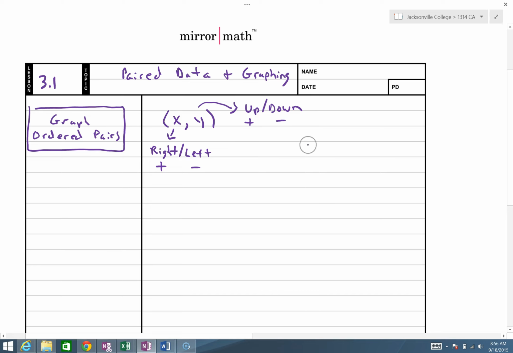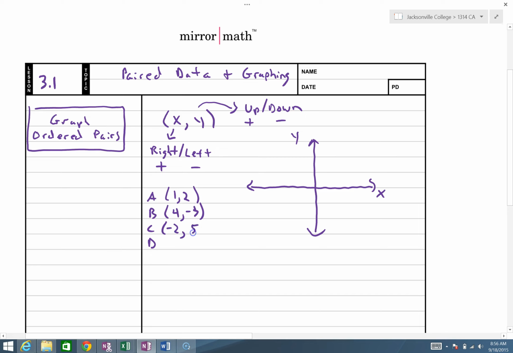Okay, for example, let's draw a quick X and Y axis. This is the X axis, this is the Y axis. Let's look at a few points. Point A, B, C, and D. Let's say A is 1, 2. B is 4, -3. C is -2, 5. And D is -4, -7.